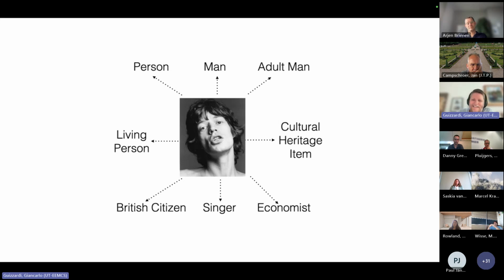Mick Jagger instantiates at the same time all these different types, but not in the same way. So these types here, being a person, being a man, being an adult person, cultural heritage item, being a singer or an economist, these are not just unary predicates. So Mick Jagger is essentially a person. He's contingently a living person. He's contingently a British citizen. He's contingently a singer. He's a cultural heritage item contingently, but together with things which are not of the kind person at all. So the Taj Mahal will be there.